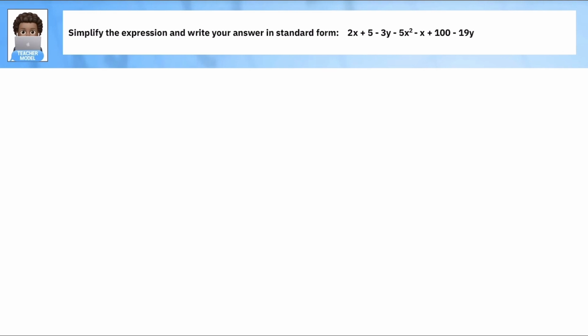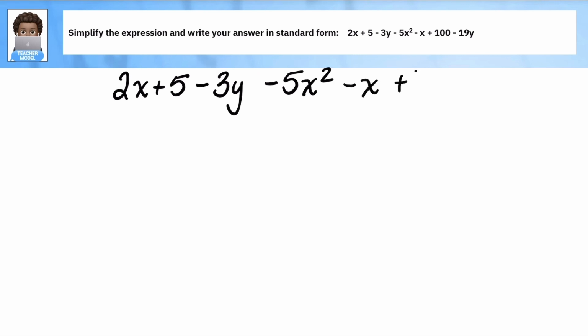Okay, let's simplify this longer expression. It has tons of terms in it. So I have 2x plus 5 minus 3y minus 5x squared minus x plus 100 minus 19y. All right, that's a lot. So I'm going to use my highlighter to identify any like terms. I'm going to start with the 2x. Do I see any more x to the first degree? And I do, right here. The minus x. They're both to the first degree.